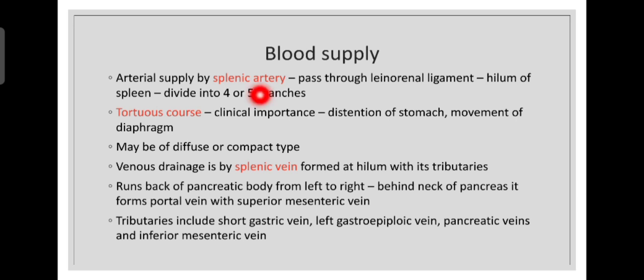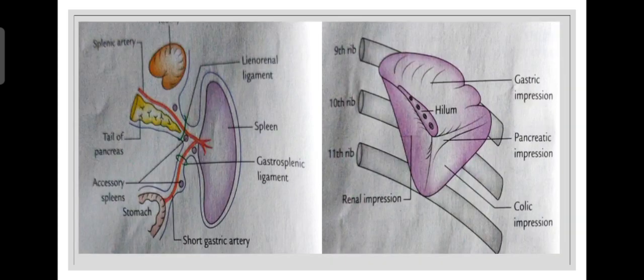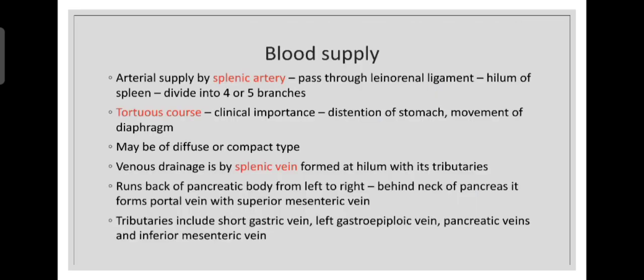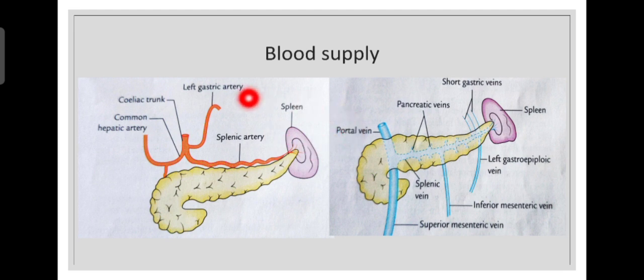The artery supplying the spleen is the splenic artery, which passes through the lienorenal ligament, as we saw here. See, the splenic artery travels from the lienorenal ligament and divides into 4 or 5 branches to supply the spleen. One of the most important things is it is tortuous in nature. See here, it is not in a straight line. It is curved as much as possible. Very few arteries in the body are tortuous in course. They are tortuous because they have some important role there.